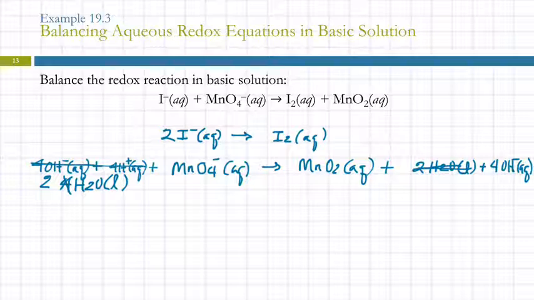And go ahead, let's check. So on this side now I've got 4 hydrogens, and over here I have 4 hydrogens. Here I have 4 plus 2 is 6 oxygens, and I have 2 plus 4 is 6 oxygens, and the manganeses are still the same. Everybody okay with that? This has gotten messy, so I'm just going to clean it up a little bit.